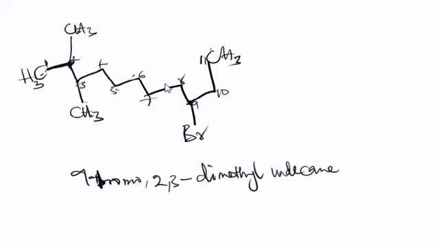Alright guys, that's the end for the IUPAC rules for naming alkanes. So next we'll consider the IUPAC rules for naming alkenes and alkynes.